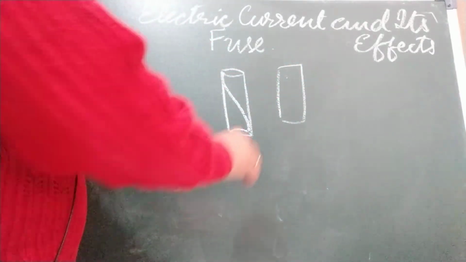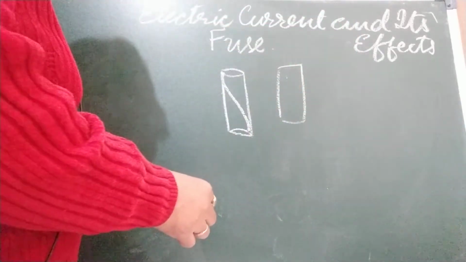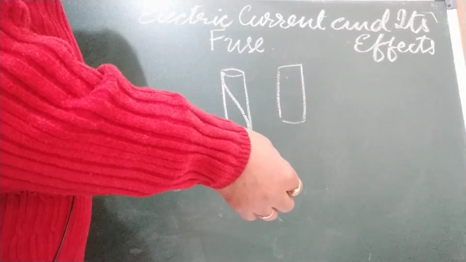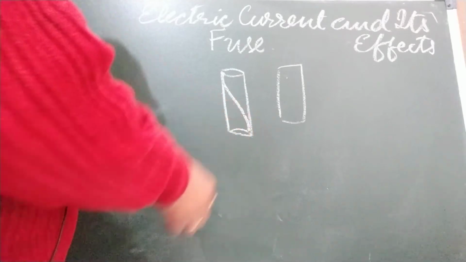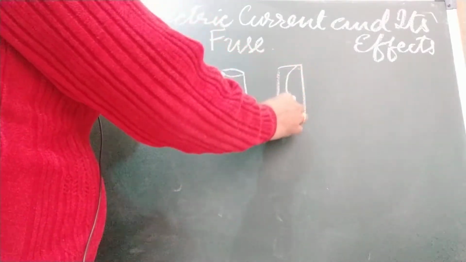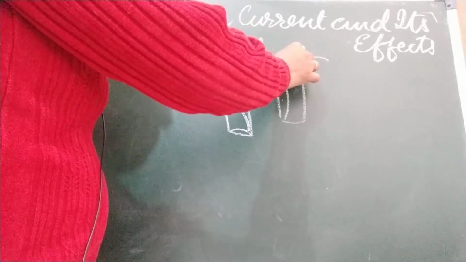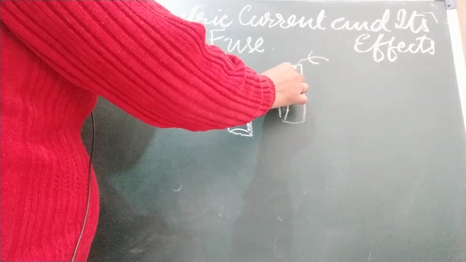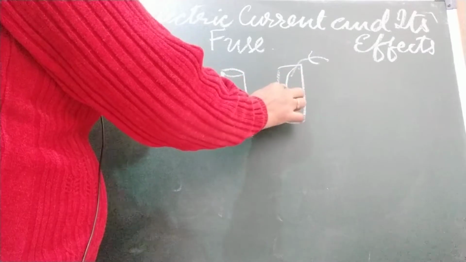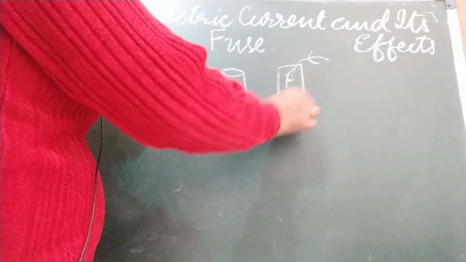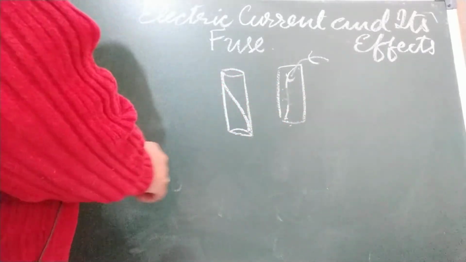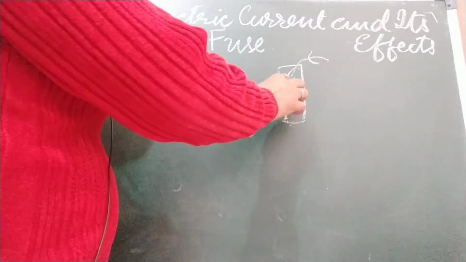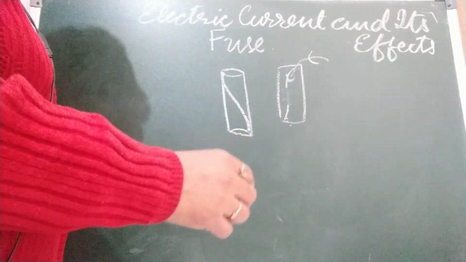Fuse. What happens is sometimes the current which is coming from the pole has fluctuation, sometimes too much current is coming. At that time, the wire inside it, which is bringing current from outside, heats up and it breaks. And it does not allow this excess current to reach the house, so in this way it protects the gadgets of our houses.